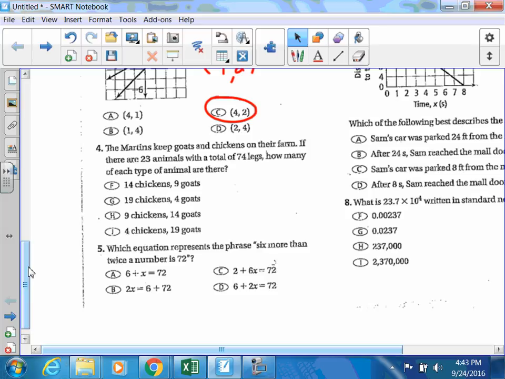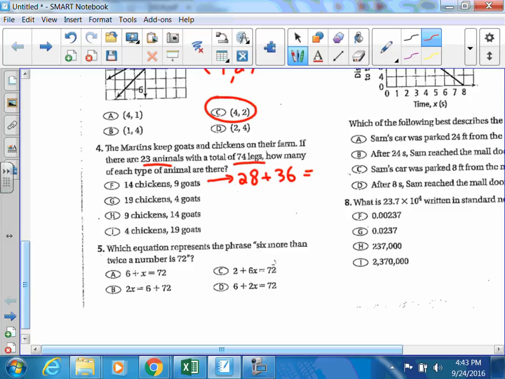Going down to number 4. Goats have 4 legs. Chickens have 2 legs. So we have 73 legs total, 23 animals. So let's figure it out based on the answers. Chickens have 2 legs. 14 times 2 is 28. Goats have 4 legs, so 9 times 4 is 36. Does that add up to 74 total legs? This is going to add up to, what, 64, I believe. So it's not going to be F. Chickens, 2 legs. 2 times 19 is 38. And then 4 legs for 4 goats is 16. That's obviously not going to be 74.